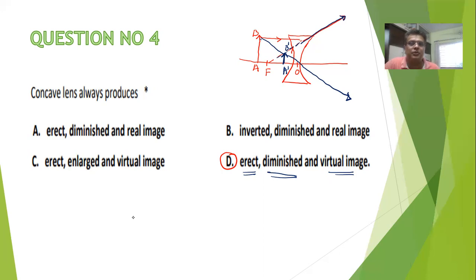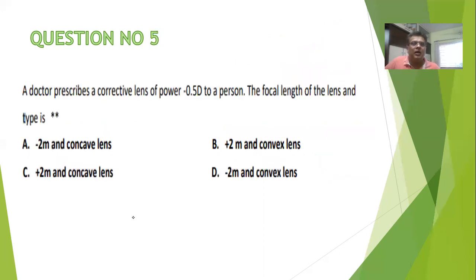Okay, good. Let's proceed, dear students. Question number 5 for you is this. A doctor prescribes a corrective lens of power minus 0.5 diopter to a person. The focal length of the lens and the type is. We know very well the formula: P is equal to 1 by F. This implies F is equal to 1 by P, where P is nothing but the power.